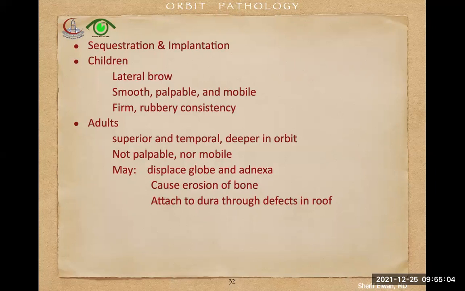Again, the difference between dermoid cysts in children and adults is that in children it is small, smooth, and mobile, but in adults it has taken time to grow, compressed the bone, and may be extended into the orbit.